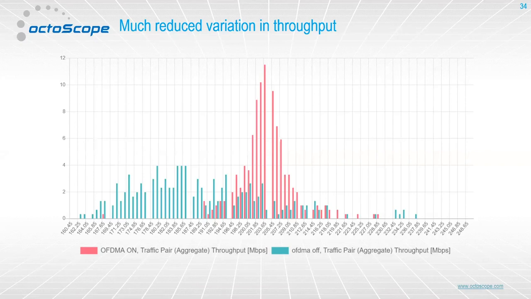What you can see for this throughput data, this is a histogram of throughput. So you can see the throughput values in the horizontal axis. And what you can see is that with OFDMA on, the throughput is a much, much narrower distribution. And with OFDMA off, it's much broader. So what does that tell us? It tells us that OFDMA is doing a much better job of scheduling, right?